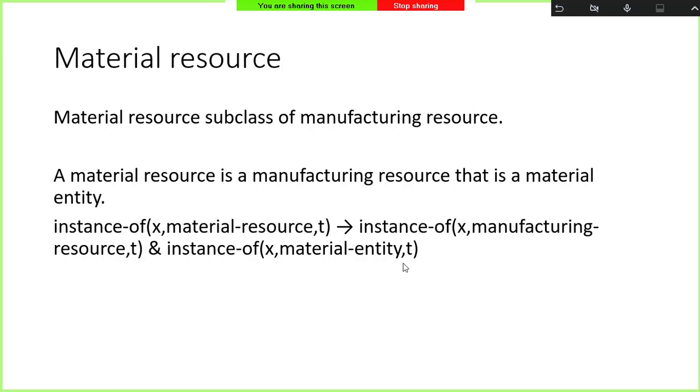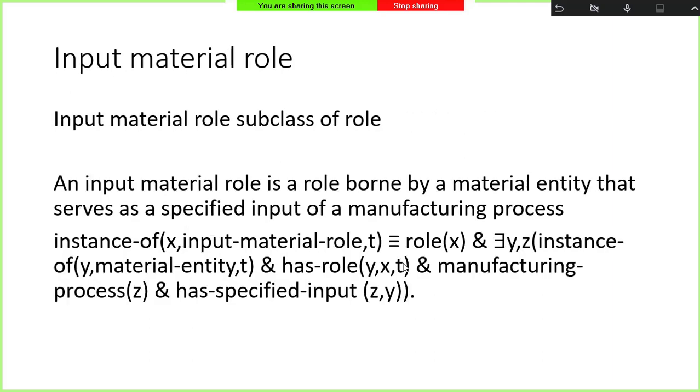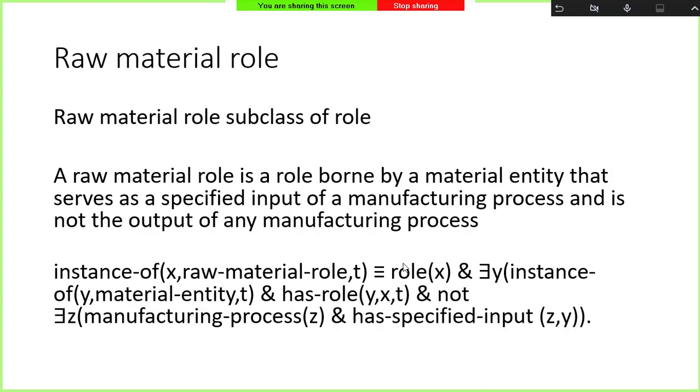So that's just an axiom governing material resources. Material resources are manufacturing resources which are made of matter. This is just another role case. So here we're using has specified input. So if you have a plan, you can specify the input. There are no input materials unless there is a plan which involves specifying certain things as input materials, is what this says. And similarly with raw material, it's exactly the same design.